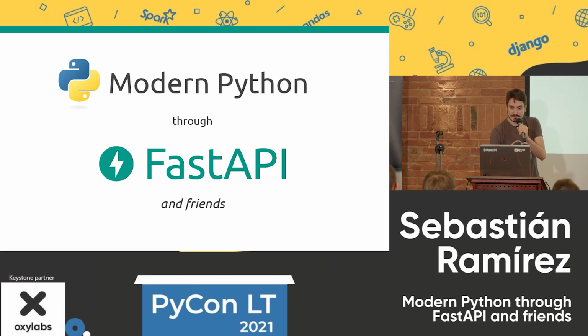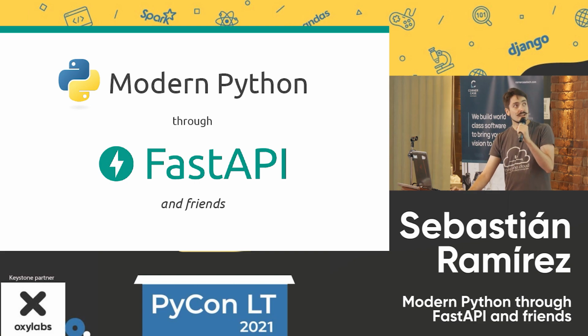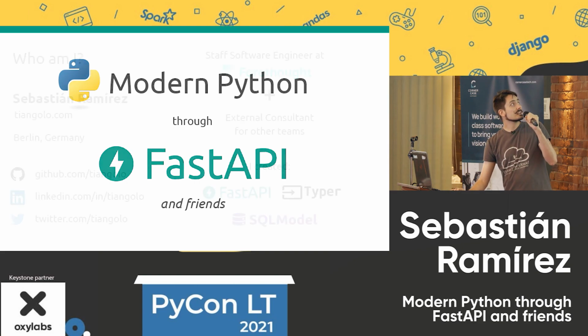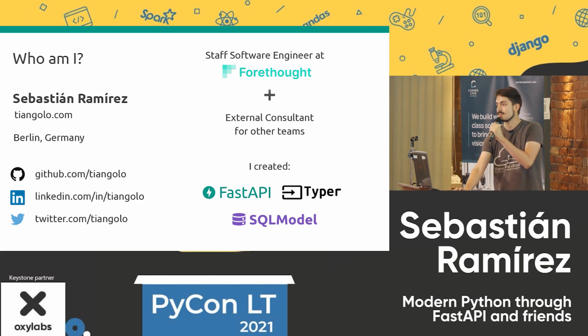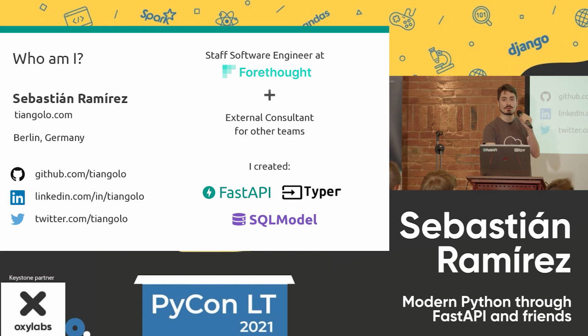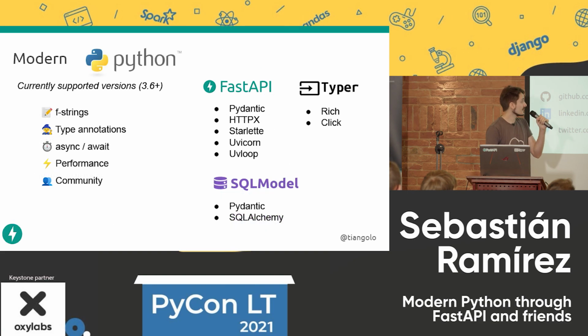Cool. So we're gonna be talking about modern Python through FastAPI and friends. So let's start with that. First, who am I? I'm Sebastián Ramírez. I live in Berlin, Germany. You can find me on GitHub, Twitter, all the stuff. I'm actually from Colombia, South America. That's why the accent. I currently work as a staff software engineer at Forethought, and I'm also doing some external consultancy for other teams. I created FastAPI, Typer, and recently I released SQLModel like 2 weeks ago or so.